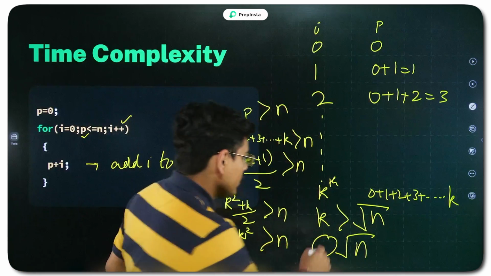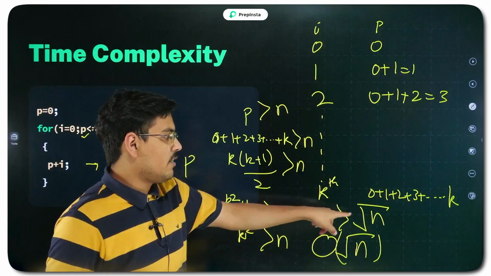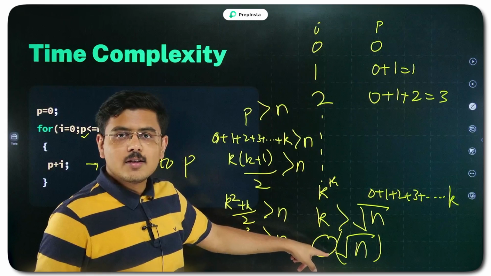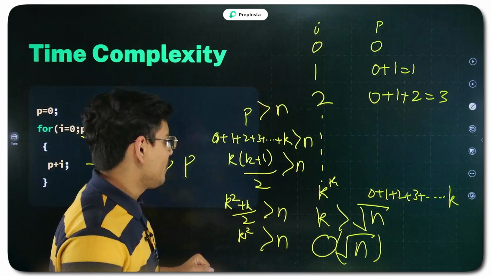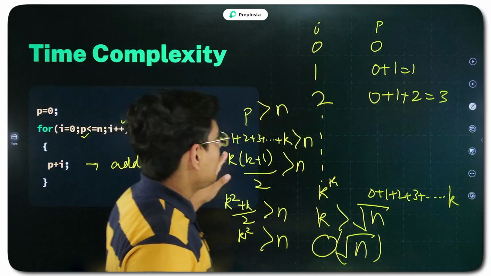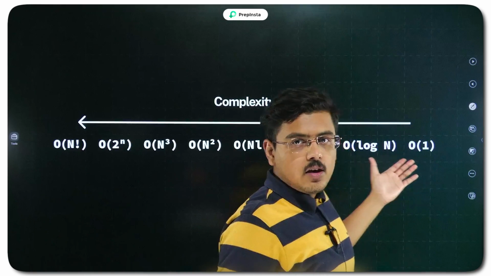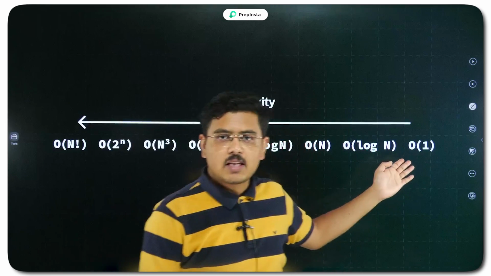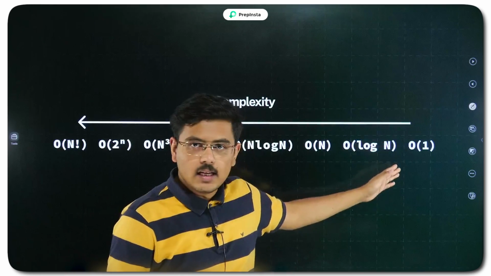Am I clear? This becomes order of root n because the k steps are definitely greater than root n, and we are actually discussing the big O notation which provides you the upper bound, as I told you. Okay, so this is the complexity for this loop. Now this is the order of complexities in which they can be arranged. This can be considered as the best or the most ideal time complexity.